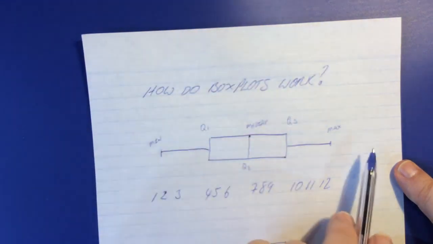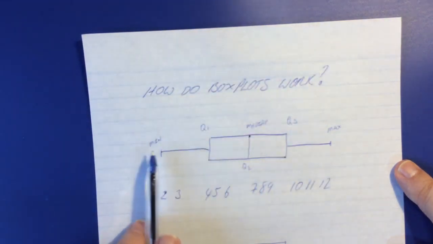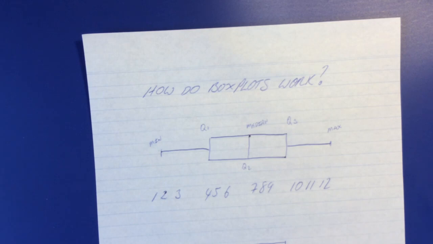Now, it could have something out here or something out here called an outlier. We're not going to get into that today. We're just going to look at how this thing is constructed. And this box plot is a representation of this set of numbers here.